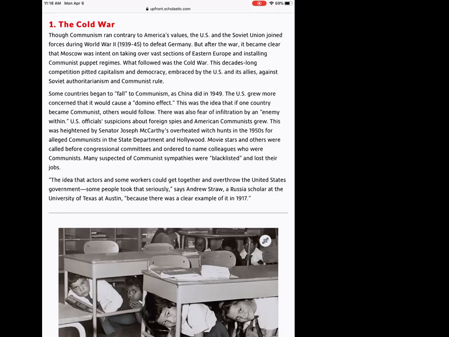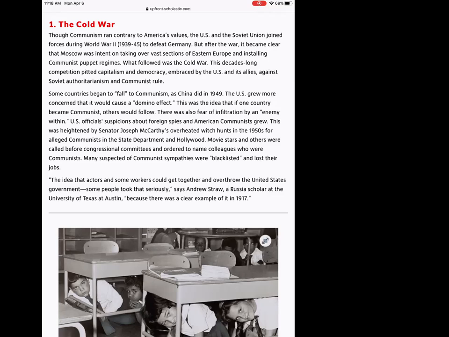There was also fear of infiltration by an enemy within. US officials' suspicions about foreign spies and American communists grew. This was heightened by Senator Joseph McCarthy's overheated witch hunts in the 1950s for alleged communists in the State Department and Hollywood. Movie stars and others were called before congressional committees and ordered to name colleagues who were communists. Many suspected of communist sympathies were blacklisted and lost their jobs.